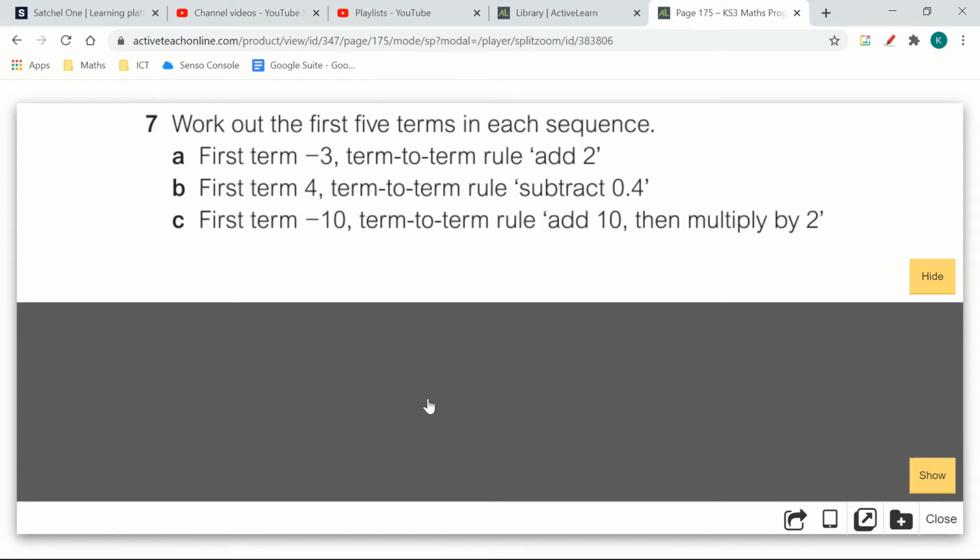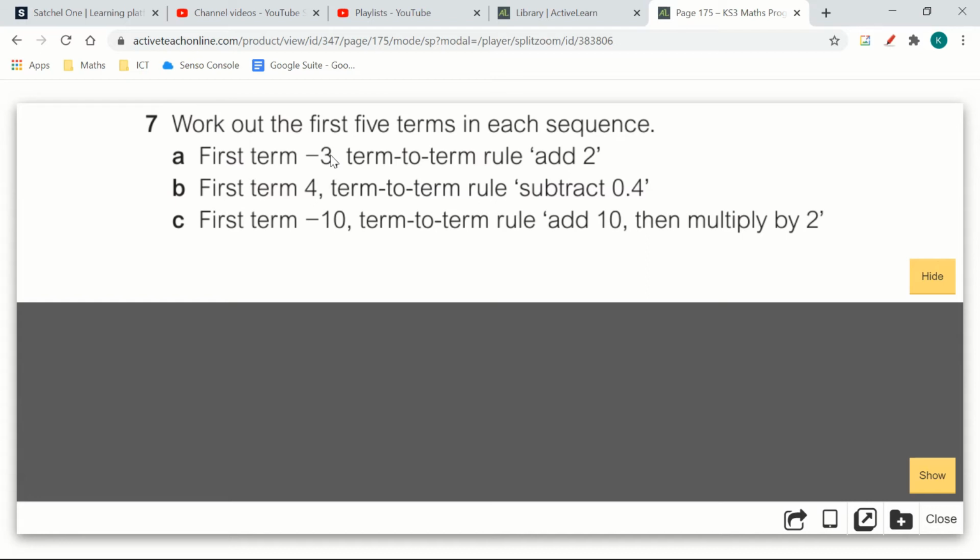Okay, so term-to-term rule. Work out the first 5 terms in each sequence. So make sure you write down what it is. So the first term is -3, and the term-to-term rule is add 2. So the first term is -3, and then we're going to add 2 to -3. So let's think of that as a number line. Draw a number line if you want to. Put 0 a bit to the left, put -1, -2, -3, -4, -5, and then to the right of 0 put 1, 2, 3, 4, 5.